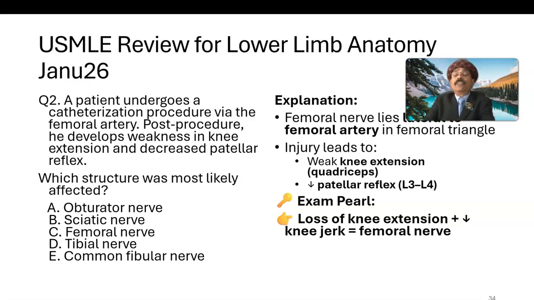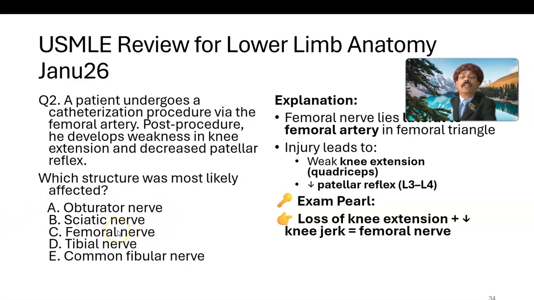The femoral nerve is just lateral to the femoral artery, and if the femoral nerve is damaged, what will happen? The quadriceps muscle cannot work, so the person cannot extend the knee. Okay, and there will be loss of the patellar reflex. That is the answer. So the answer should be what?